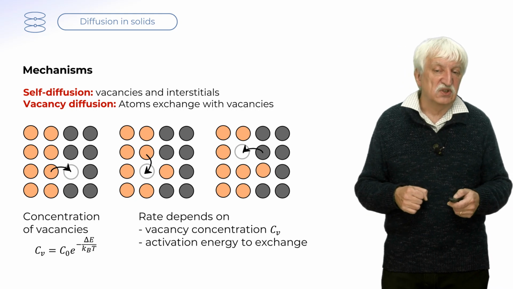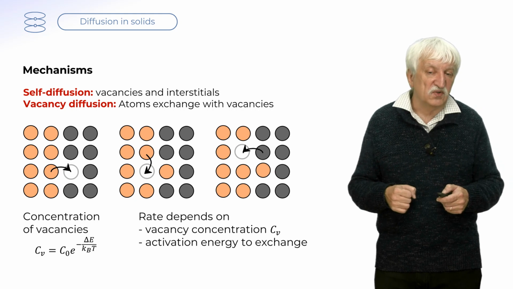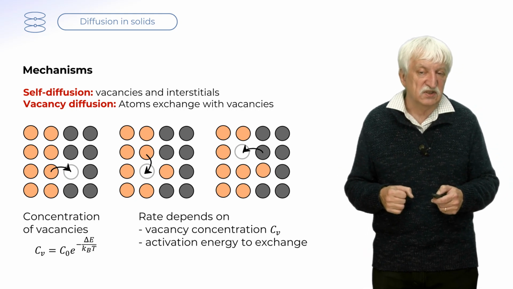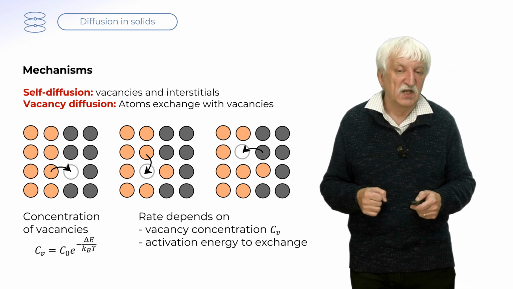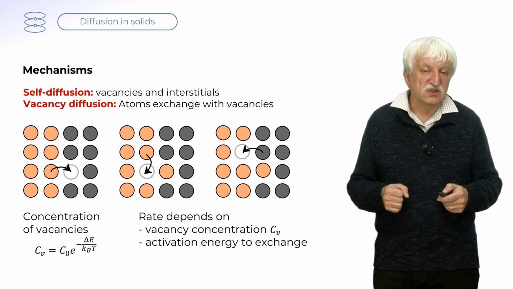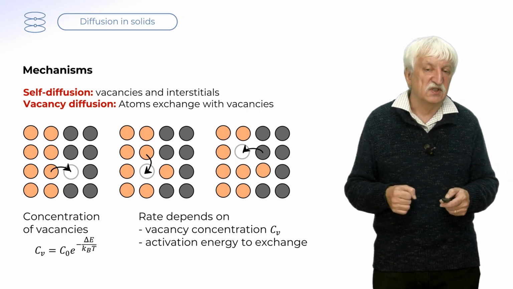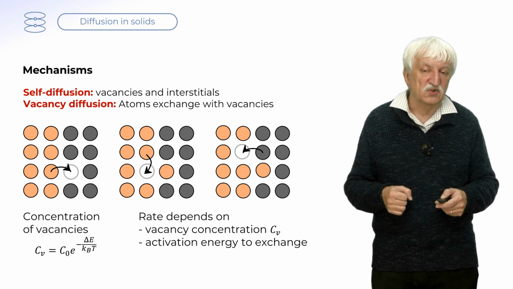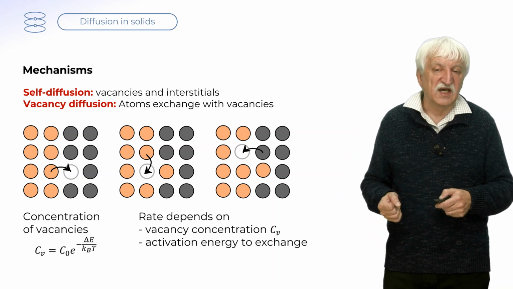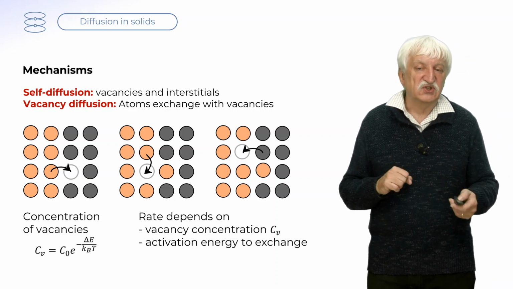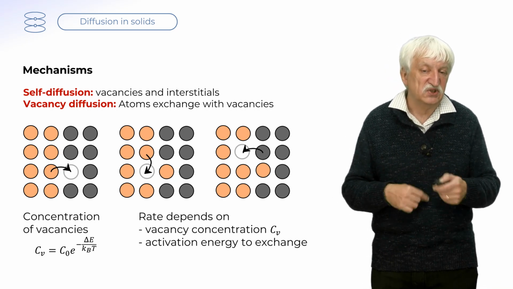The concentration of vacancies strongly depends on the temperature, and this dependence is exponential, as you see here. And additionally, the rate of diffusion and the diffusion coefficient depend both on vacancy concentration and on the rate of such jumps, of such exchange of positions, which is exponential as well.